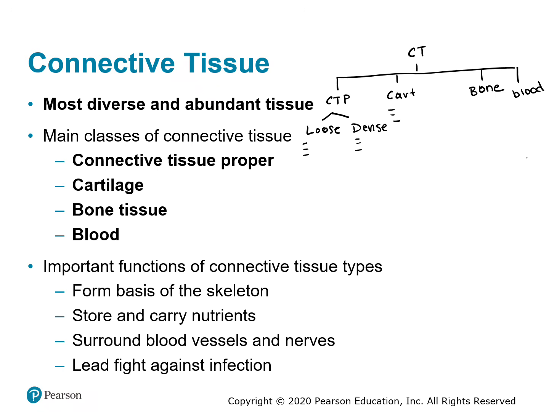I said it once, I will say it again, structure equals function. So the structure of these different types of connective tissues will lend to its varying and diverse functions, such as forming the basis of the skeleton. That one's going to be mostly bone. Storing and carrying nutrients. All of them do a good bit of that. Surrounding blood vessels and nerves, and leading the fight against infection. That infection one's mostly in the blood.